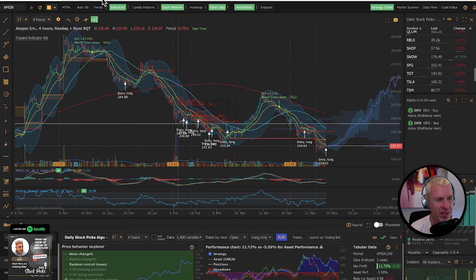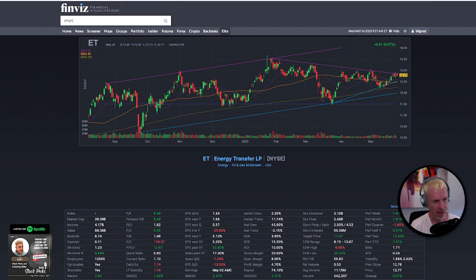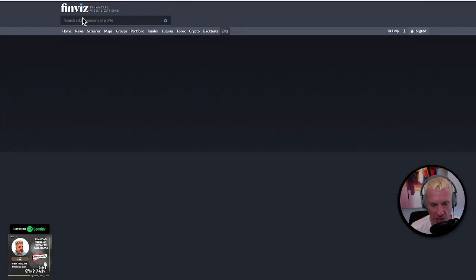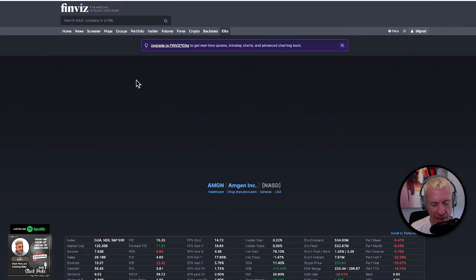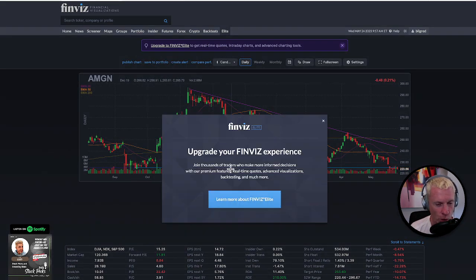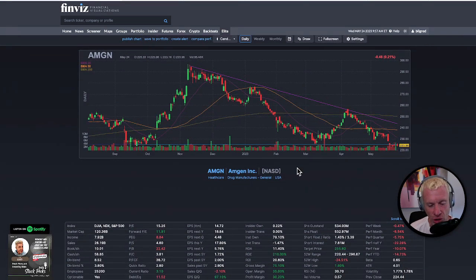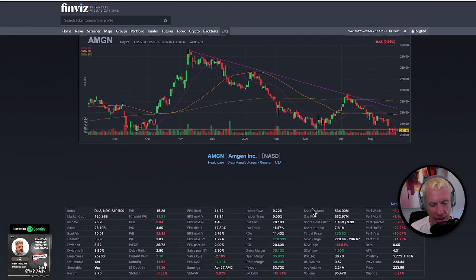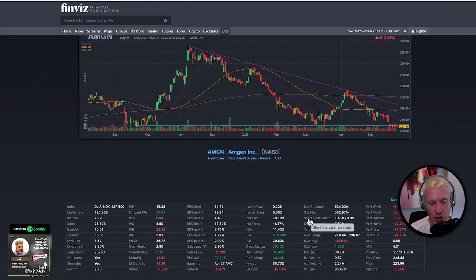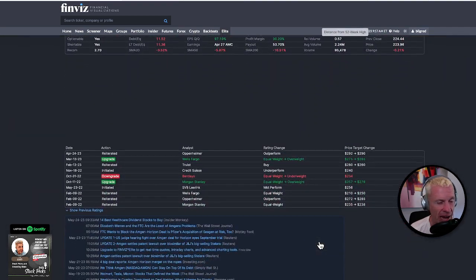224.42. Let's take a look at it from a fundamental standpoint. And I posted in the private Facebook group a great thing Steve Burns wrote about fundamental versus technical trading and why you really want to do both. But look at this, 52-week range of Amgen, 220 to 296. You're trading at 223. The target price is 255.